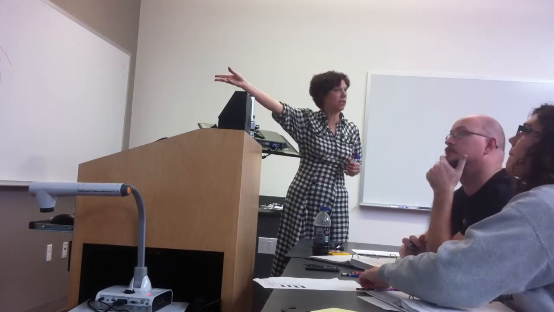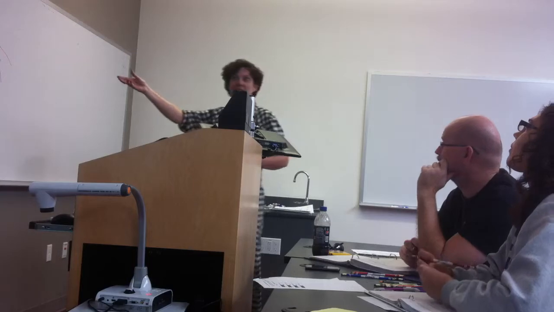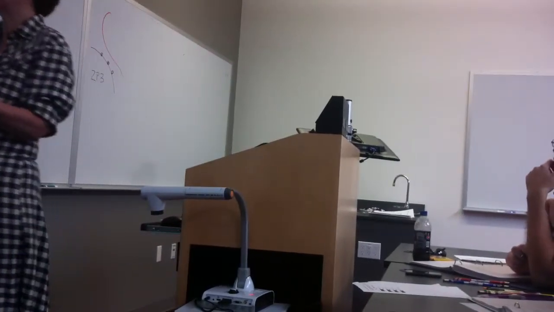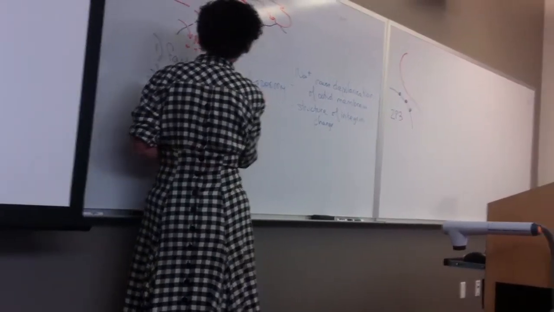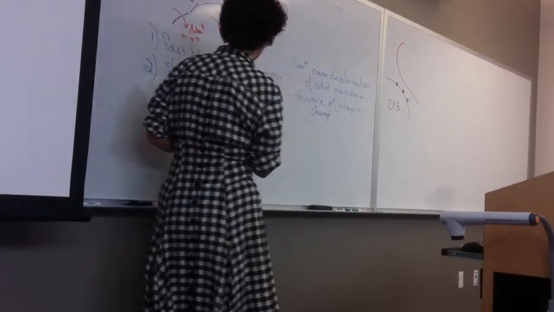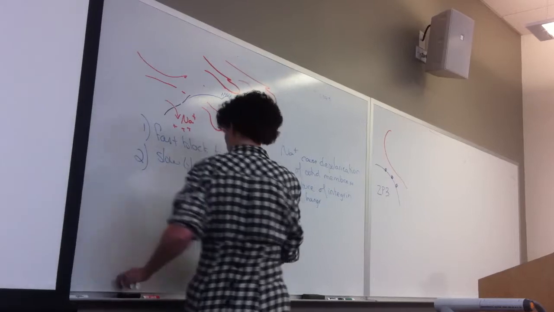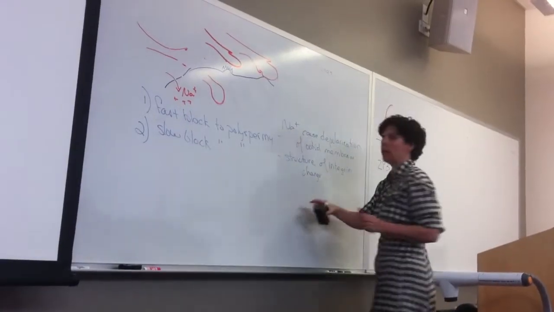Well, here we've got a voltage current created. All right. So not only does that change the shape of the integrin, but it results in the slow block of polyspermy, which occurs as a result of, and I'm getting close to my line here. So a slow block for polyspermy.